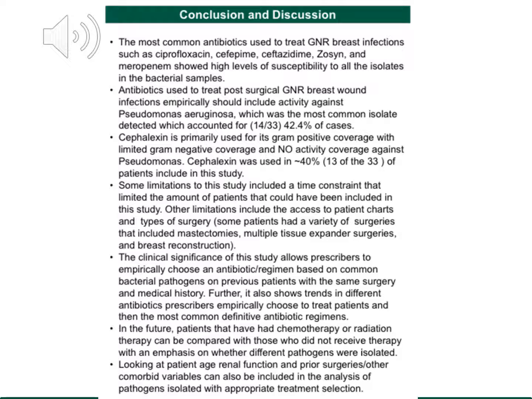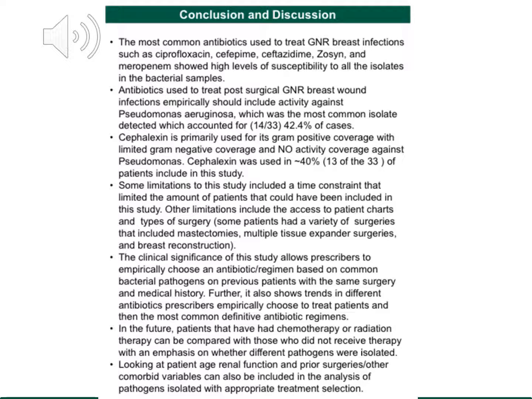So, in conclusion, the study found that most of the common antibiotics used to treat gram-negative breast infections were ciprofloxacin, cefepime, ceftazidime, Zosyn, and meropenem, which also showed high levels of susceptibility to all isolates in the bacterial samples. Antibiotics that are used to treat post-surgical gram-negative breast wound infections should empirically be able to treat Pseudomonas aeruginosa because that was the most common isolate detected, which accounted for about 42.4% of cases.